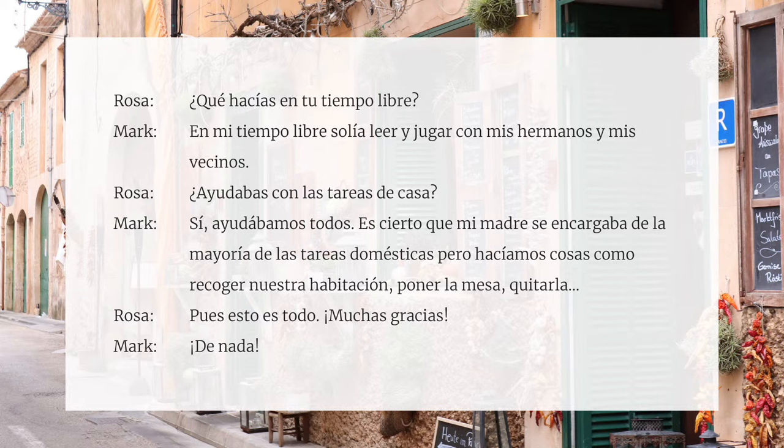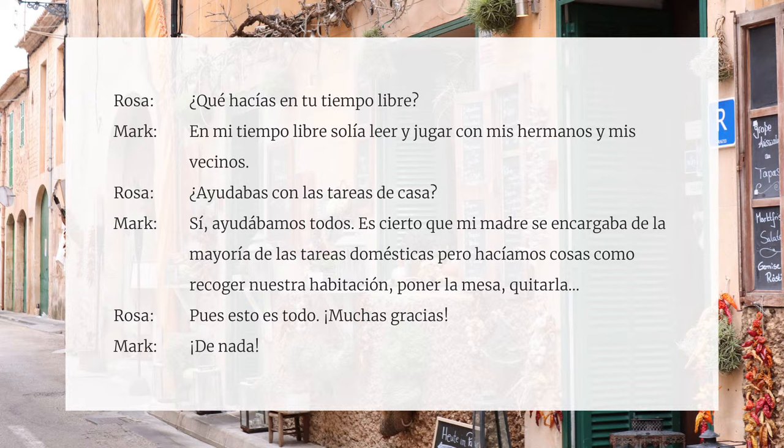Now that solía is a really useful verb. It comes from soler. It means to tend to do something. I used to read. I tended to read. Y jugar con mis hermanos y mis vecinos. And play with my brothers and sisters and my neighbors. Rosa asks, ¿ayudabas con las tareas de casa? Did you used to help with the housework?